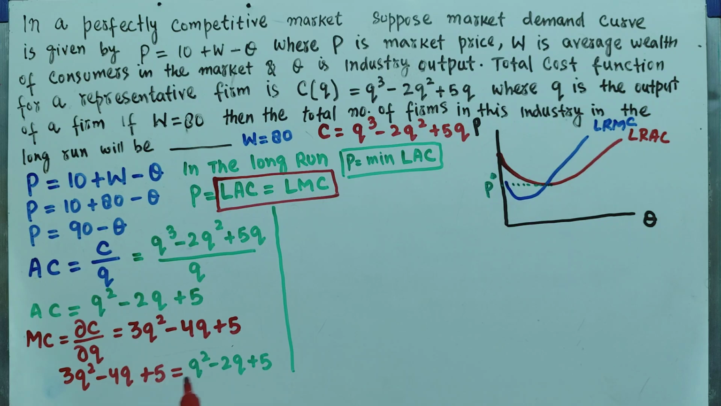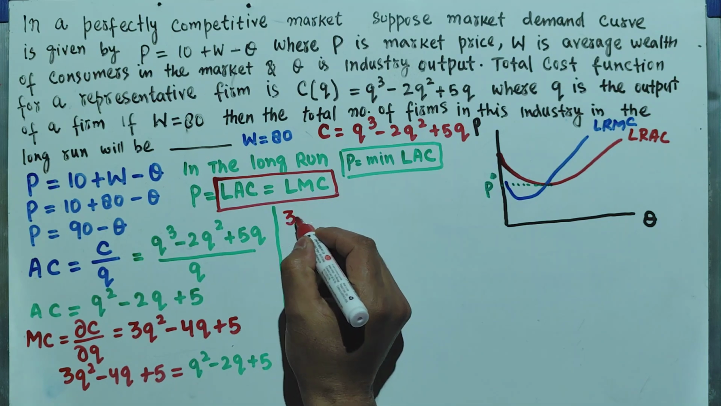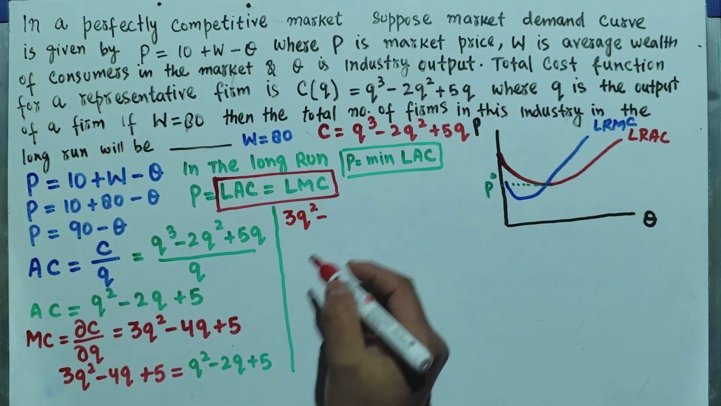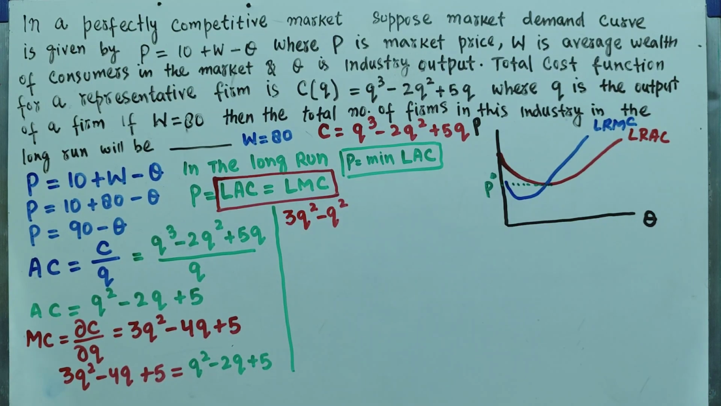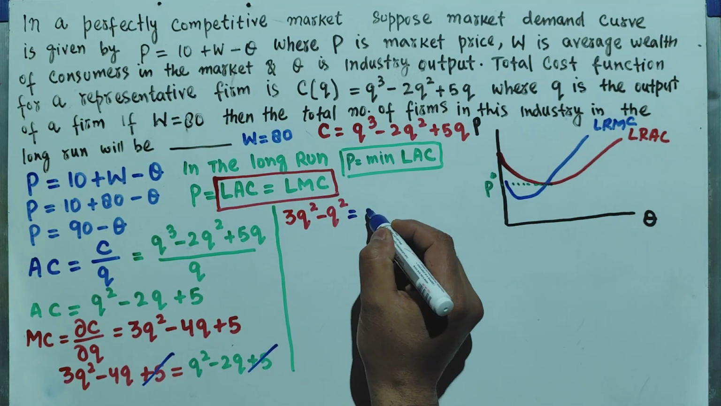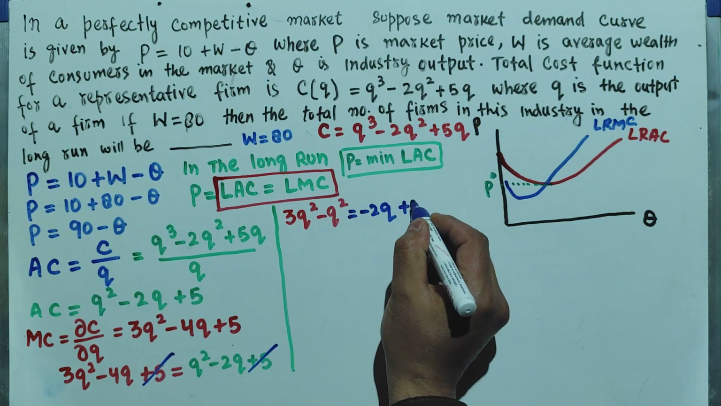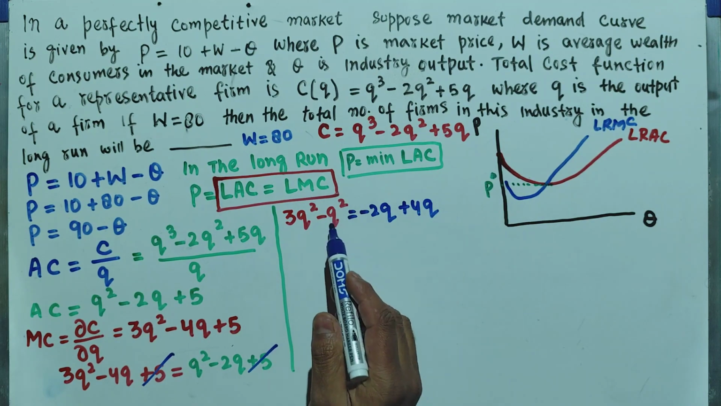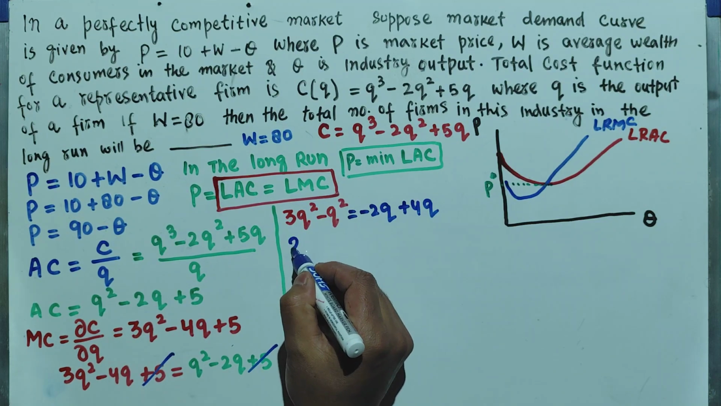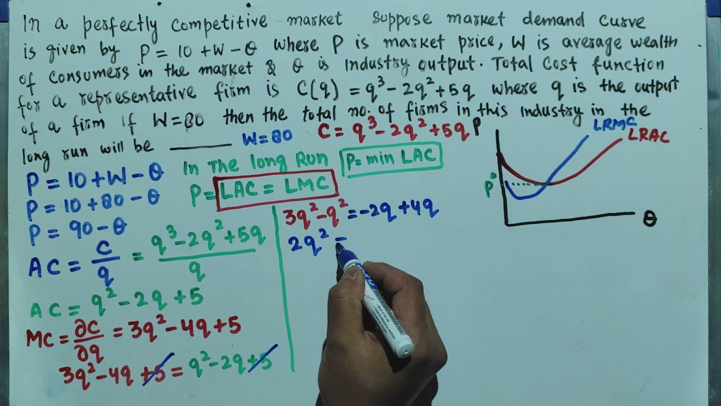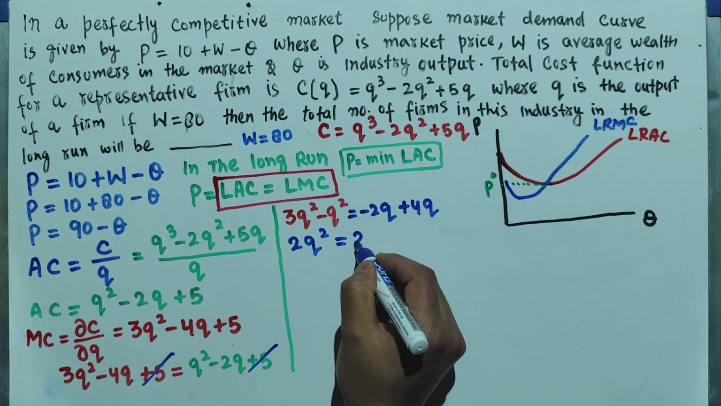If I transpose this q square, it will get subtracted, so we have 3q square minus q square. The 5 and 5 get cancelled. Transposing this minus 4q to the RHS, it becomes plus 4q. Subtracting q square from 3q square, we get 2q square, which is equal to minus 2q plus 4q, which is 2q.